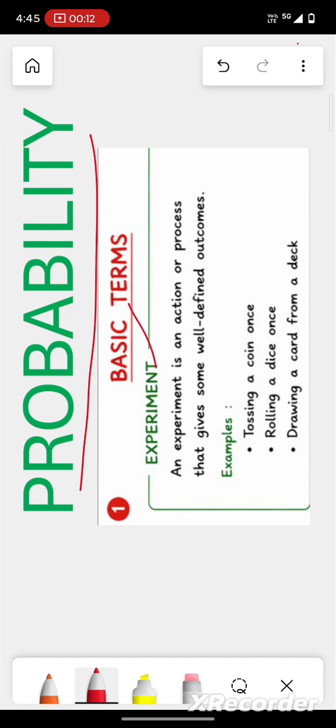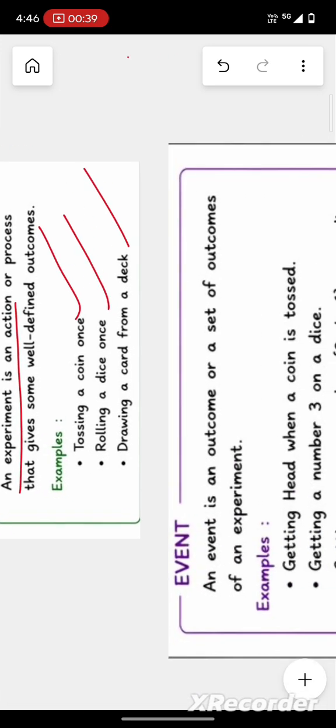First one is experiment. An experiment is an action or process that gives some well-defined outcomes. An experiment is simply an action. For example, tossing a coin once is an experiment. Rolling a dice is an experiment. Drawing a card from the deck of cards is an experiment. And selecting a ball from a bag is also an experiment.